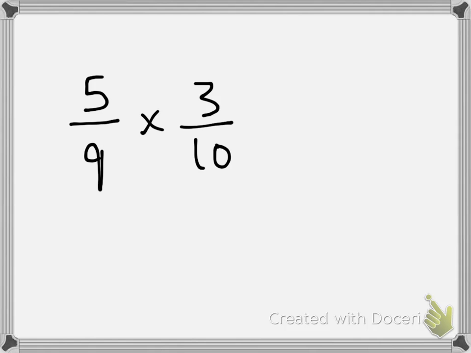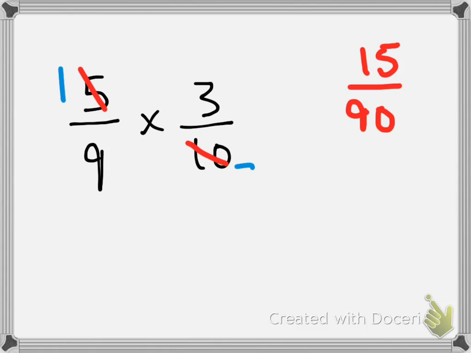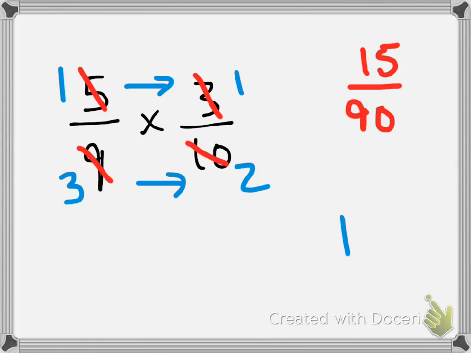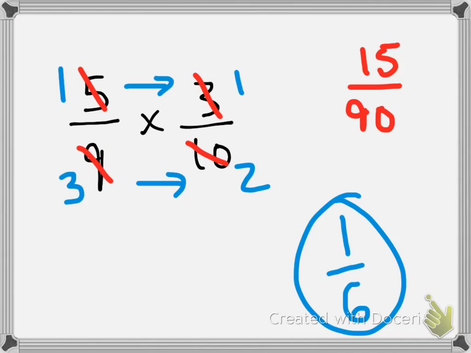Here's an example. We don't want to multiply straight across because that would give us 15 over 90? And sometimes that might be a little overwhelming. We can't really reduce easily off that. So, I know that 5 goes into 5 one time, and 5 goes into 10 two times. I also know that 3 goes into 3 one time, and 3 goes into 9 three times. So now I have much smaller numbers. Multiply straight across. 1 times 1 is 1. 3 times 2 is 6. And there we are. Don't have to reduce.